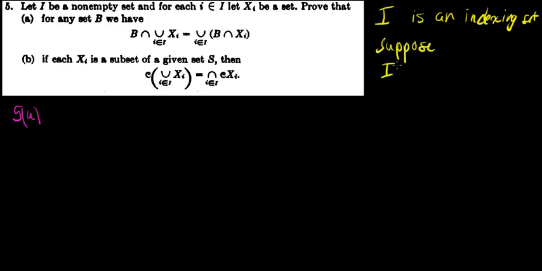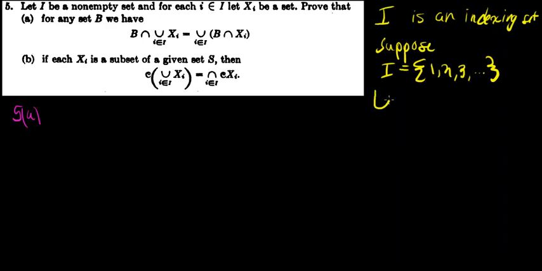What they mean by this index set I. So I is an indexing set. Let me explain what that means. Suppose I is equal to the set of natural numbers, so 1, 2, 3, and so on. So I could be equal to the natural numbers. It could be equal to any set that we wanted. But in this case, let's suppose I is equal to the natural numbers.